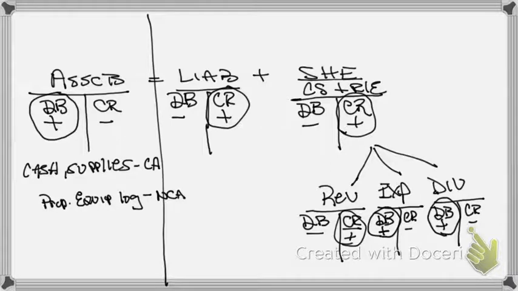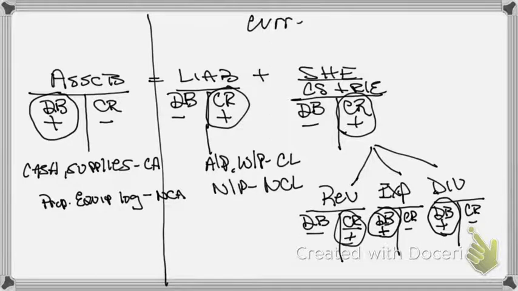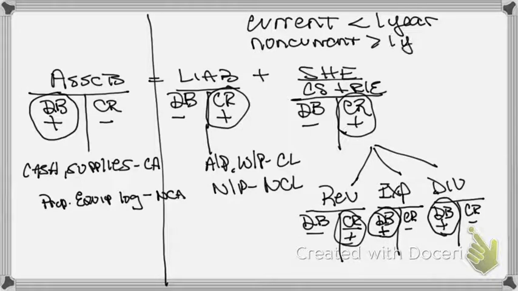Same thing for liabilities. Accounts payable, wages payable, those are current liabilities. Notes payable is a non-current liability. Notes payable is typically longer than a year. Accounts payable, wages payable, those would be things that we would pay in less than a year. So current is less than 1 year. All right. Non-current is greater than 1 year.